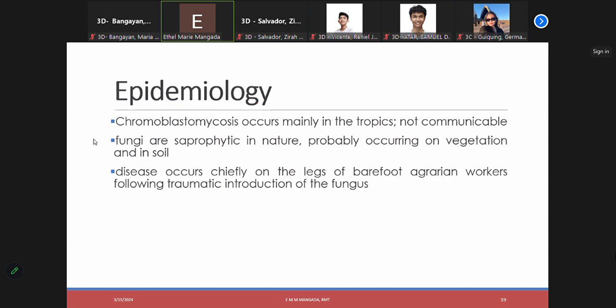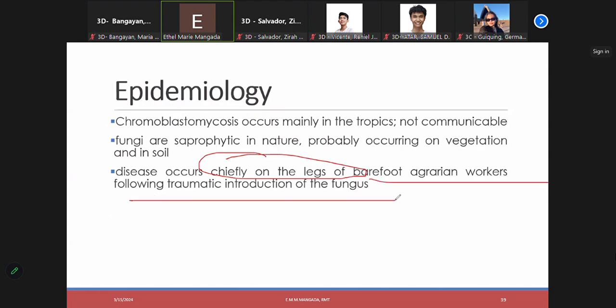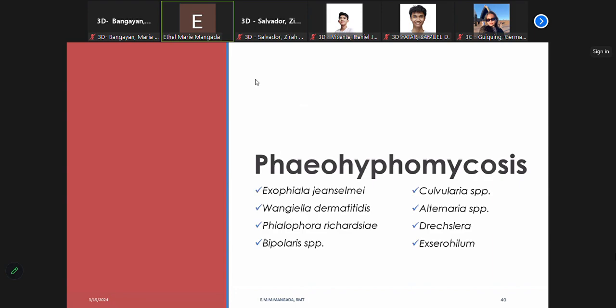So the disease, of course, is chiefly on the legs of the barefoot agrarian workers. Example, mga farmer din, di ba? Kasi naman no, pag magtanim tayo or we're in the field, ang hirap kaya pag nakabotas ka. So they prefer not to wear anything kasi para madaling lumakad. Okay? So that's the epidemiology for your chromoblastomycosis. Thumbs up if nakuha po natin yung chromoblastomycosis.